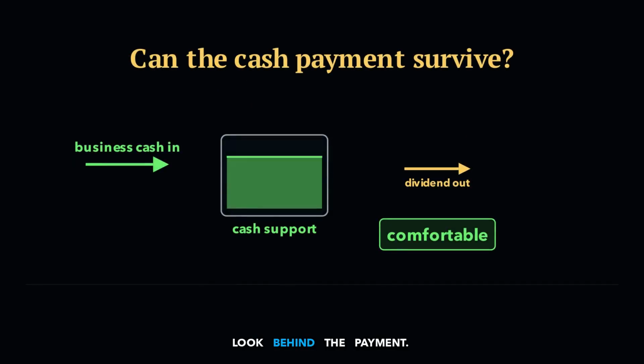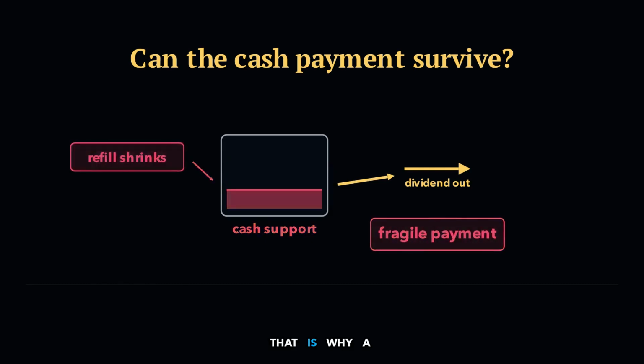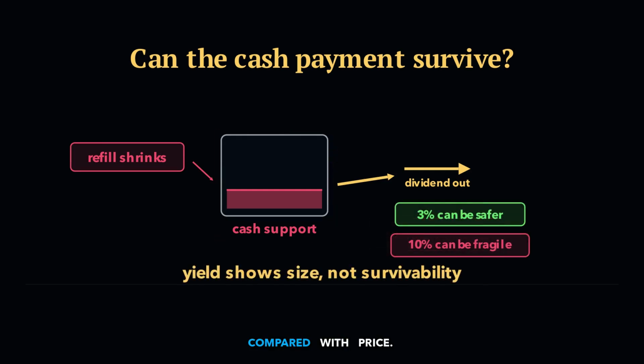To judge a dividend, look behind the payment. The company needs cash coming in. Then it chooses how much cash to send out to shareholders. If the business can comfortably refill the bucket, the dividend may be easier to sustain. If the dividend pipe drains the bucket faster than the business refills it, the payment becomes fragile. That is why a 3% yield can be safer than a 10% yield. The 10% number may look larger. But if the cash support is weak, the payment may be cut. Yield tells you the size of the payment compared with price. It doesn't tell you whether the company can afford the payment.